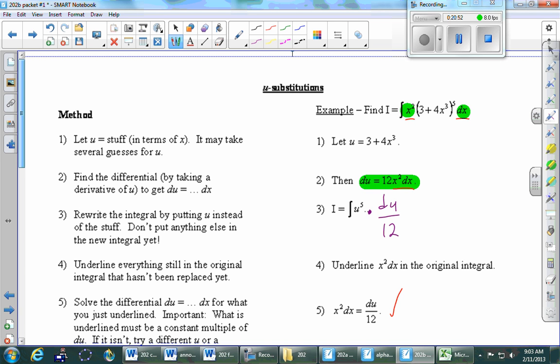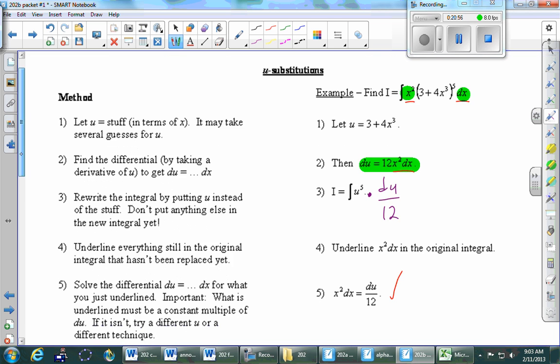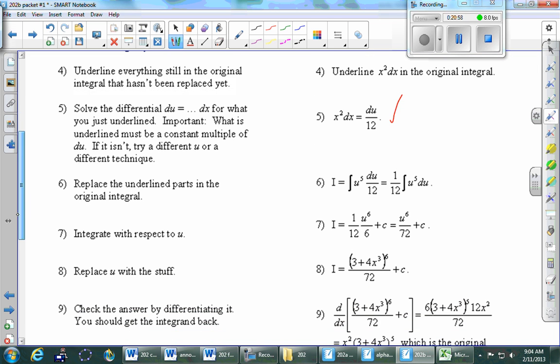Where can you move this 12? Outside, right? So you take the constant multiples out front, which makes the integrals look better. And so that 1/12 is now out here. And then what's the integral of u to the 5th du? U to the 6th over 6. So there it is, u to the 6th over 6. The 1/12 is still sitting there. Push those constants together, that's where the 72 comes from. Stamp it with a plus c at the end.